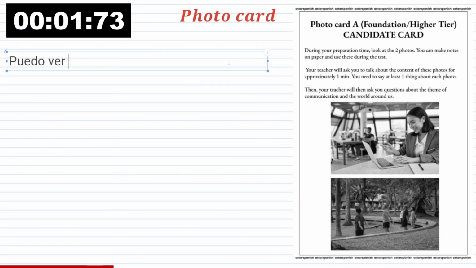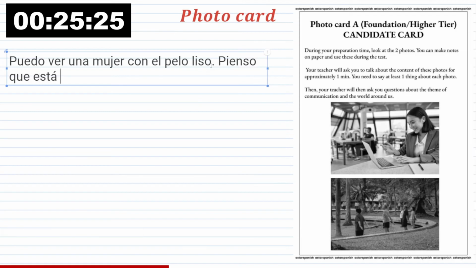So let's start off with a good expression, puedo ver, always a good thing to use in any photo. Y so, puedo ver una mujer, we can see a woman. We can describe the clothes, the sort of expression on the face, or even the hair. So, puedo ver una mujer con el pelo liso. So this is straight hair, el pelo liso. And then let's describe the actions. So, pienso que está trabajando. Está trabajando. And then let's think about the mood. So, y está feliz, ya que está sonriendo.